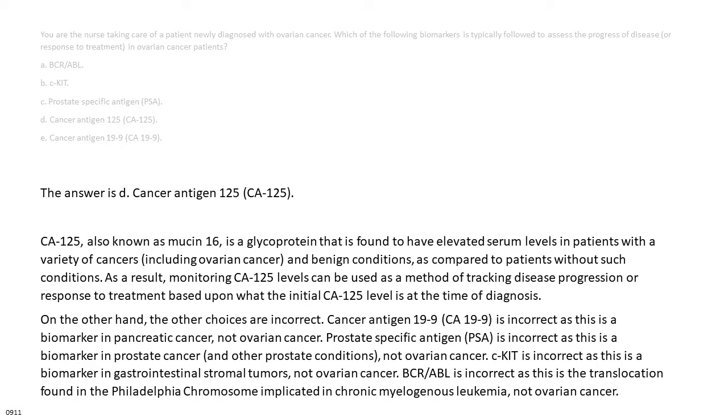On the other hand, the other choices are incorrect. Cancer antigen 199, CA199, is incorrect as this is a biomarker in pancreatic cancer, not ovarian cancer. Prostate-specific antigen, PSA, is incorrect as this is a biomarker in prostate cancer, and other prostate conditions, not ovarian cancer. c-Kit is incorrect as this is a biomarker in gastrointestinal stromal tumors, not ovarian cancer. BCR-ABL is incorrect as this is the translocation found in the Philadelphia chromosome implicated in chronic myelogenous leukemia, not ovarian cancer.